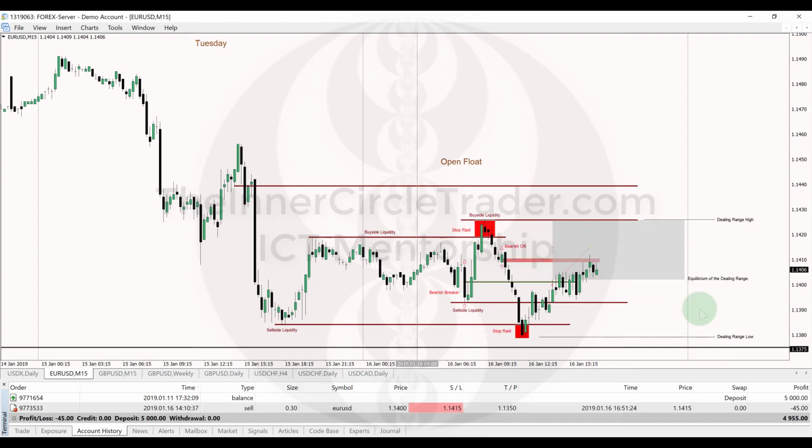Okay, so now we have more annotations on the chart. We are in the premium end of the dealing range. We traded into a bearish order block. The stop was hit during that move above the equilibrium of the dealing range.